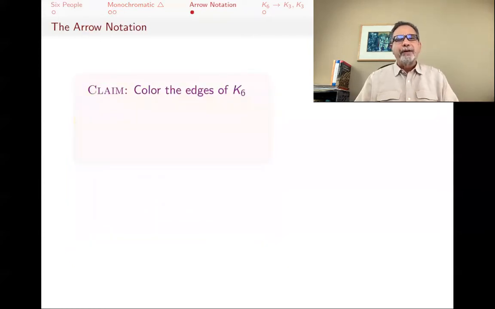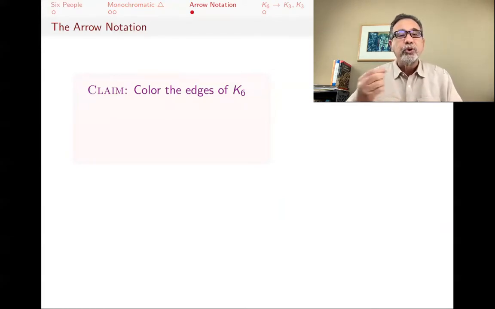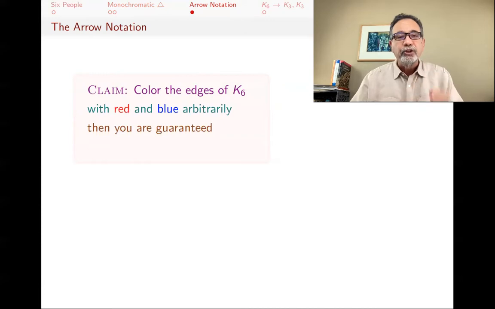Okay, so again, before we actually prove the result, I'm going to introduce a notation. So the claim you're having is that if you color the edges of K6 with red and blue arbitrarily, then you're guaranteed a red K3 or a blue K3. That's the thing that we want to do.